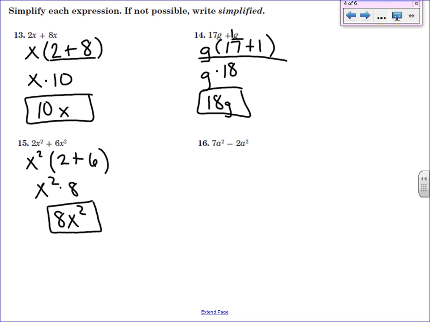In 16, we have a squared and a squared. We pull that a squared out front. And we're left with 7 minus 2. 7 minus 2 is 5. Oops, well, not that it matters that it's in parentheses, but we can put it out front now. And then we have 5a squared.